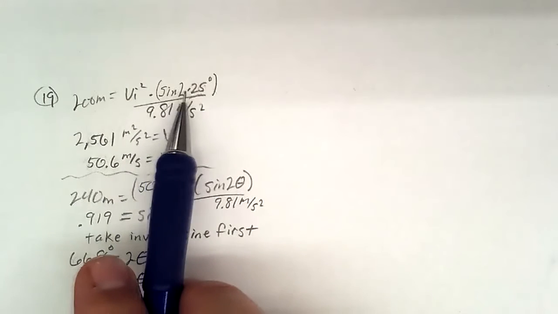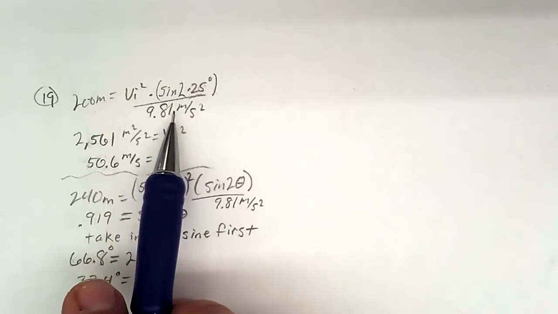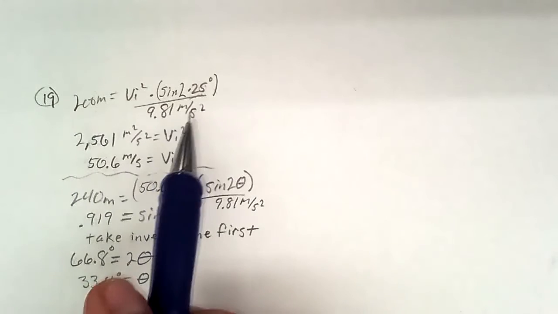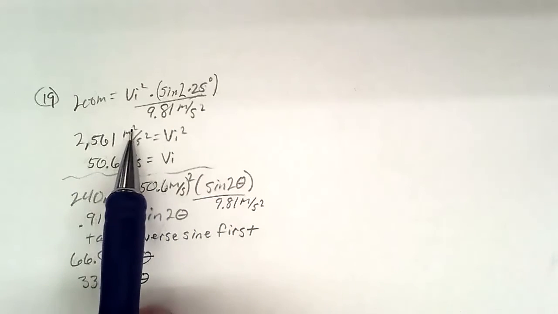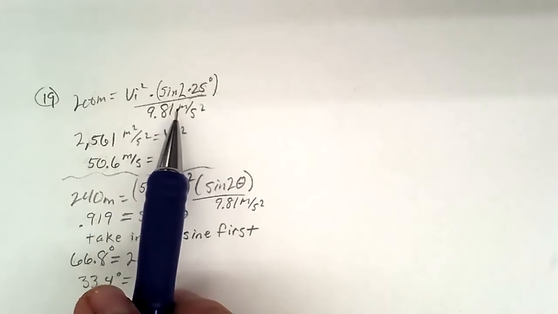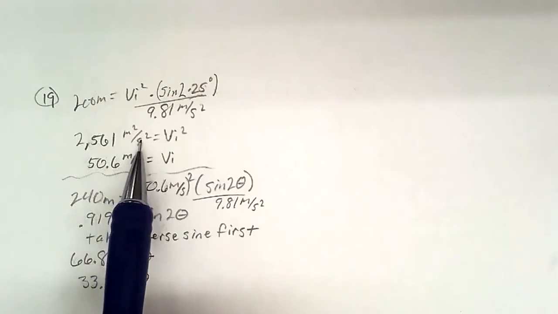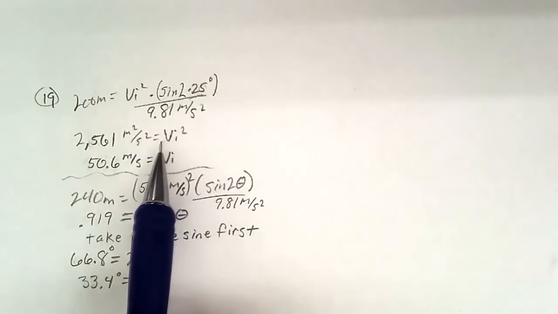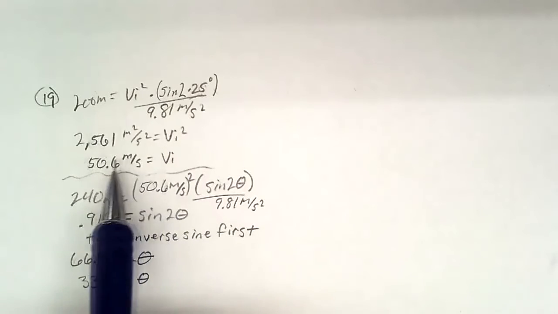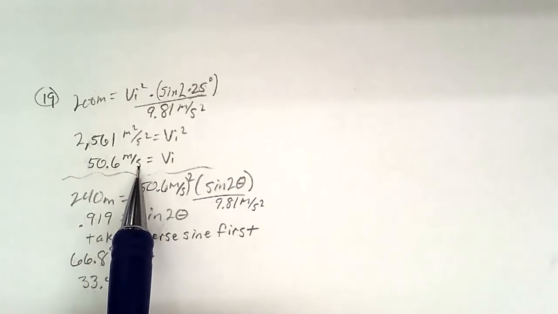So we're going to take sine of 50 divided by 9.81 and then multiply that by 200. We're going to get meters squared over seconds squared, because when this unit multiplies by that unit, we get meters squared per second squared. And then we've got to take the square root. So that's why this is squared. And we get 50.6 meters per second. So that's the speed he must have used if he used this angle to get that distance.